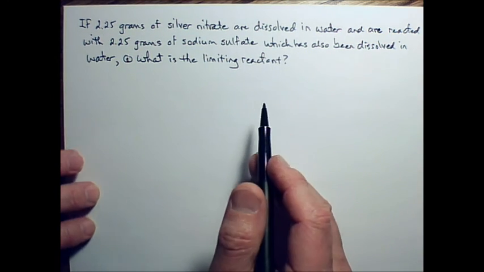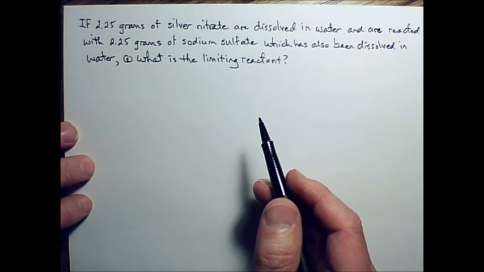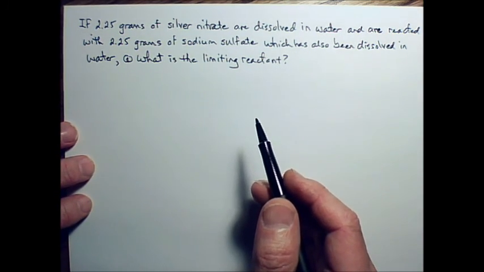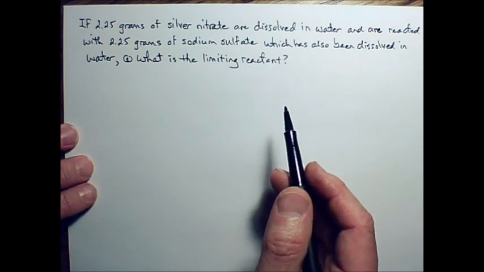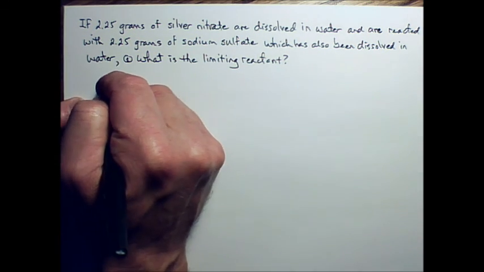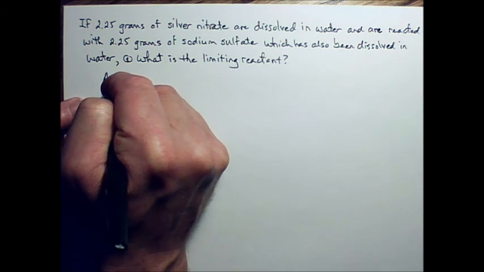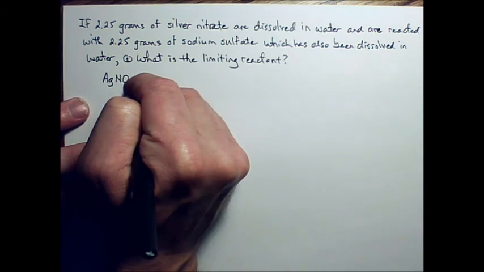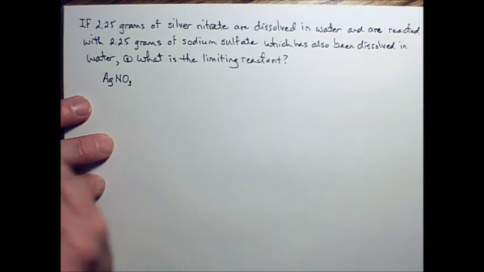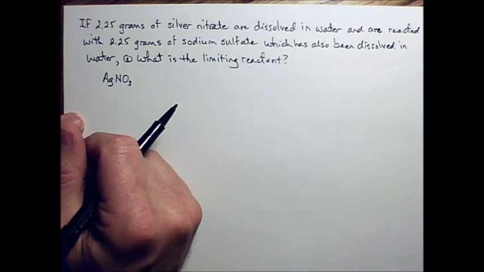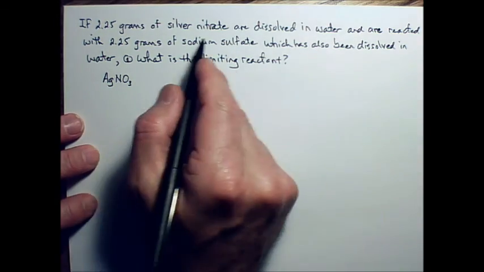Did you find the formulas for both? All right. Who has not found the formulas? Raise your hand. Let me know where you are. All right then. So silver nitrate. Silver has a 1 plus charge and nitrate has a 1 negative charge. And so one of each is going to give you a balanced formula. Yes, and it's going to be aqueous.